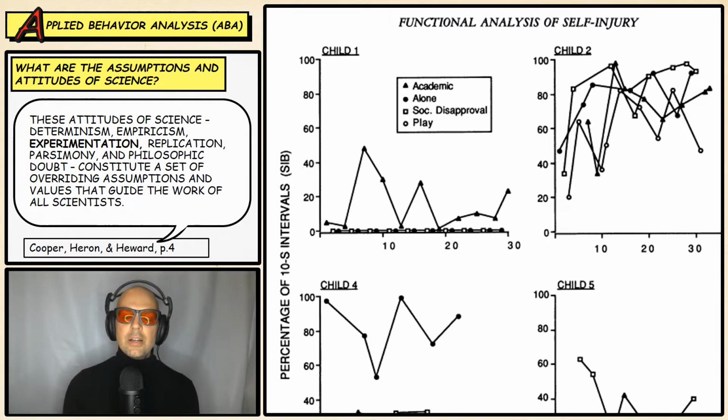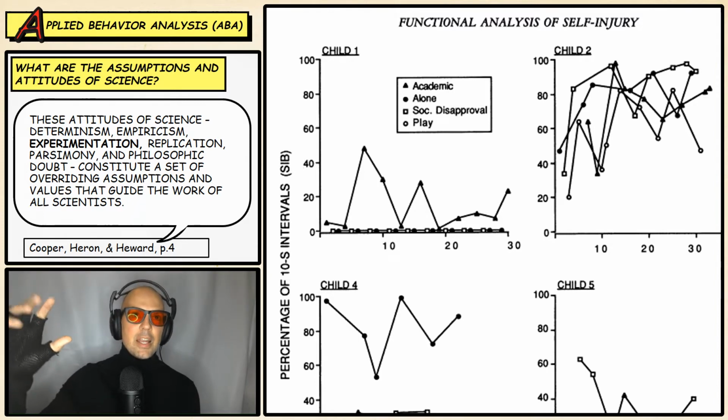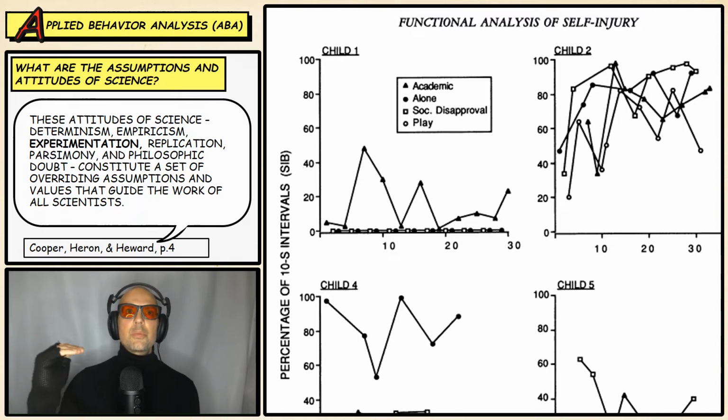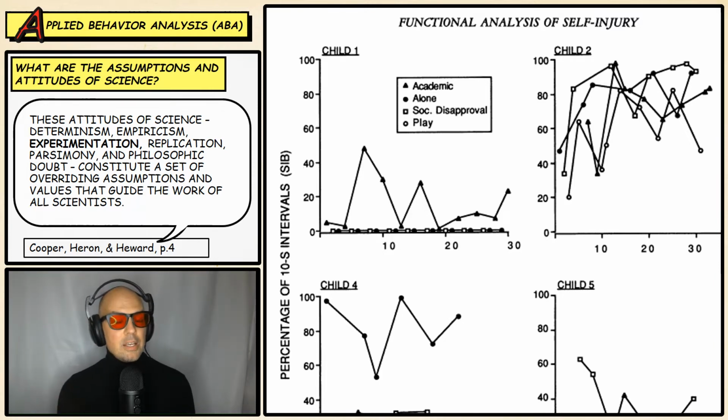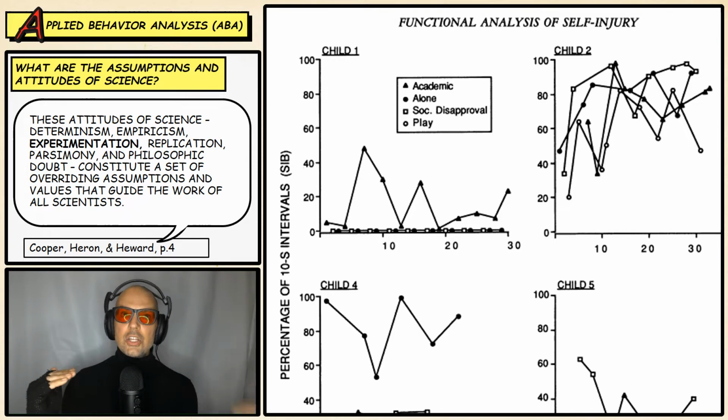We'll call them academic, alone, social disapproval, and play. And what we can see here is that there is a functional relation between the type of environment or condition and rates of self-injury. The rate of self-injury was the highest in the academic setting and low in the alone, social disapproval, and play settings. What that means is that we now have control. We have a functional relation where if we want to reduce the amount of self-injurious behavior in child number 1, we would manipulate the condition that they're in. We would take them out of that academic condition and put them in any of those other 3 conditions, and thereby we could control the amount of self-injurious behavior.